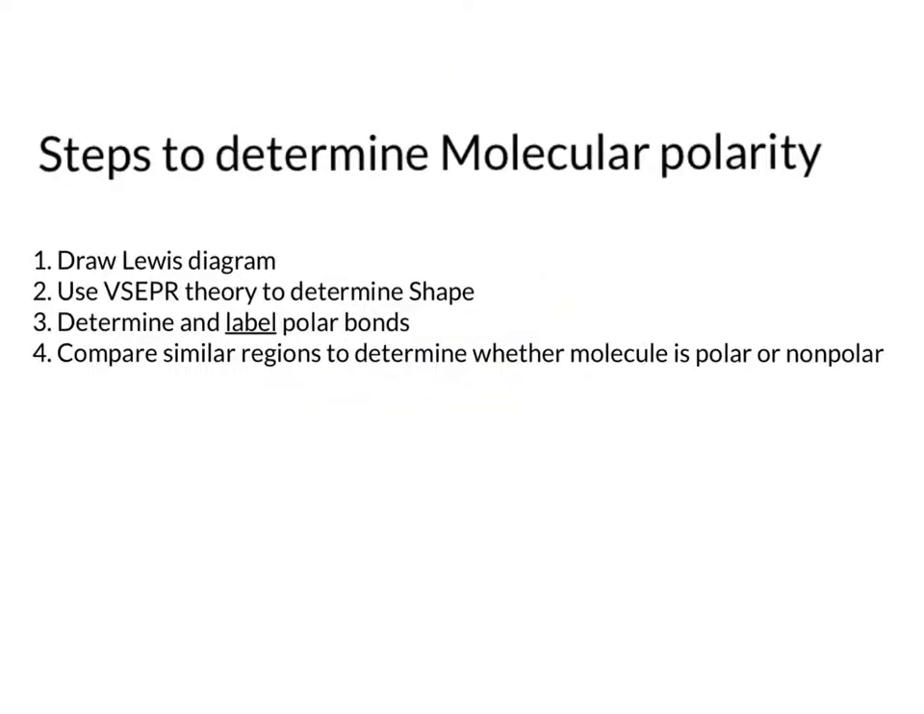Now that we've seen some examples, let's just recap the steps on how we determine molecular polarity. Our first step is to draw a Lewis diagram. Once we have the most likely Lewis structure, we'll use VSEPR theory to determine the shape and to draw a shape diagram. From the electronegativity values on your periodic table, you're going to determine and label the polar bonds. Then you compare similar regions to determine whether the molecule itself is polar or nonpolar. Let's look at one more example from question 9 in your worksheets to see how this works.